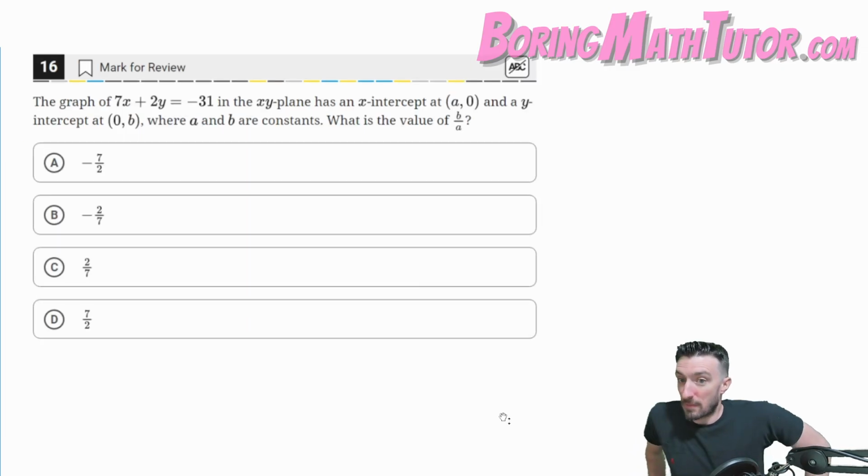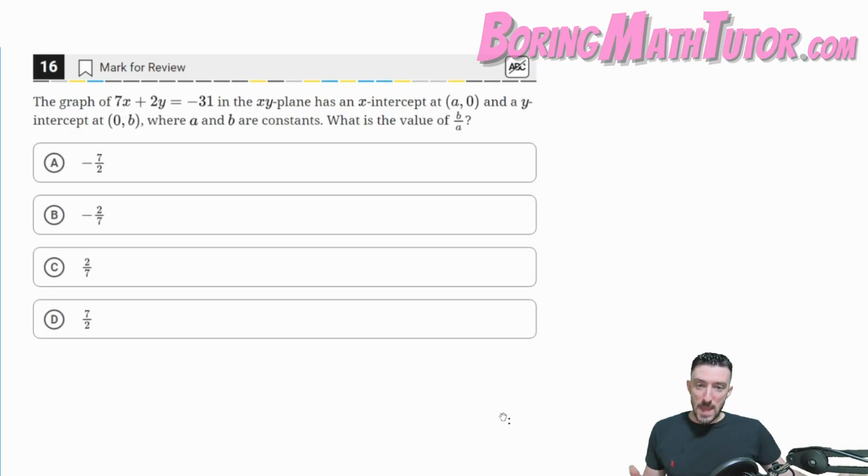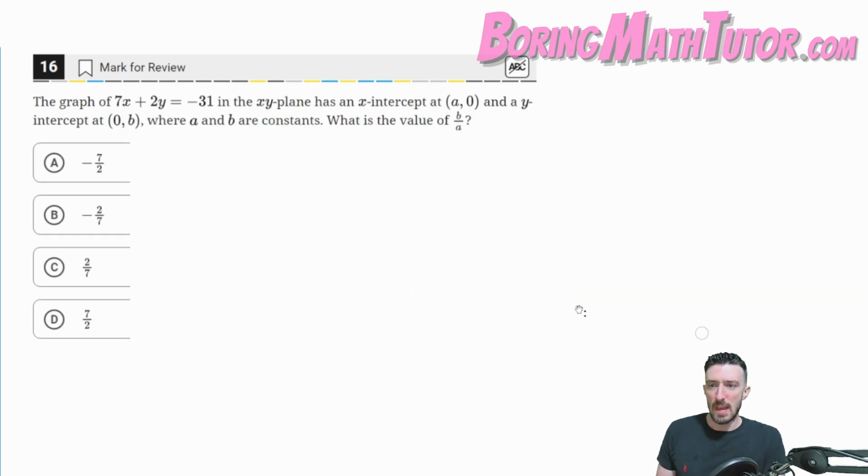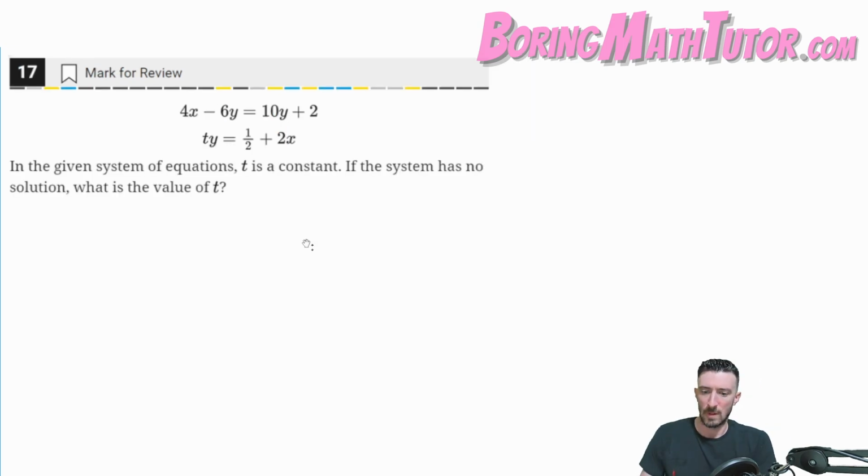Let's see, is it finally getting harder? Maybe. The graph of blah, blah, blah has an x-intercept at a, 0, and a y-intercept at 0, comma b, and it wants to know what is the value of b over a.